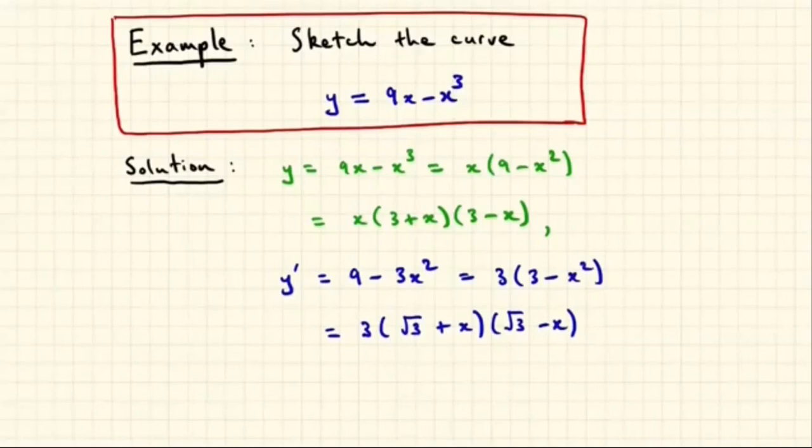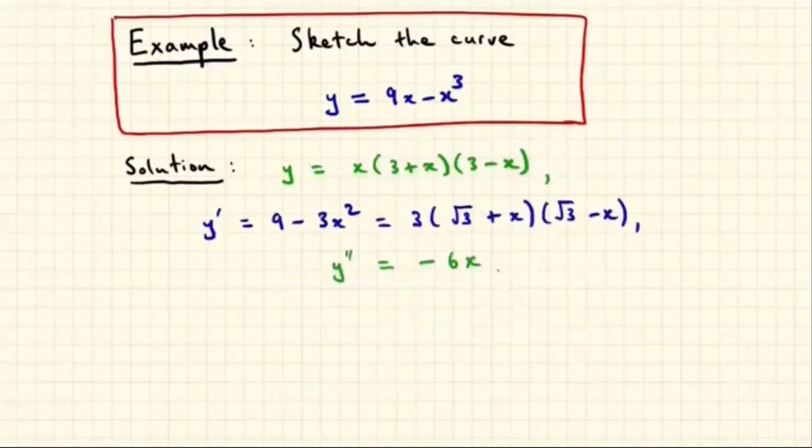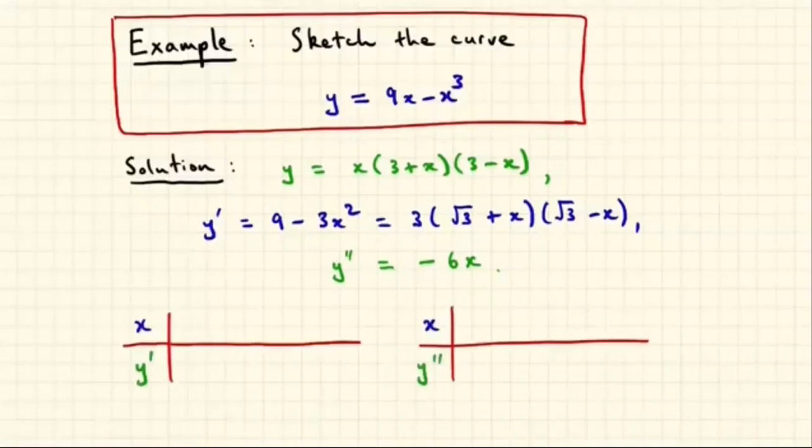The second derivative is just minus 6x. Putting these together, we can start to build sign diagrams, and we'll do this for the first and second derivatives. In the case of the first derivative, the important inputs for x are plus and minus √3, where the derivative is 0. And we get a pattern of signs, minus, plus, minus, as we move from left to right. So the curve is decreasing, then increasing, then decreasing again.